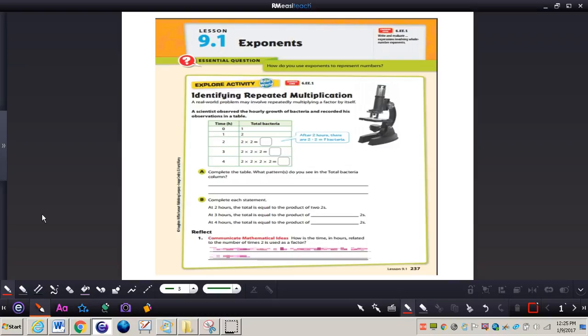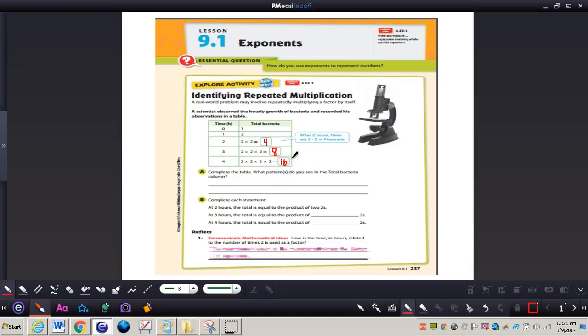So you can see after 2 hours there are 2 times 2 equals how much bacteria? 2 times 2 equals 4. And then we can see 3 hours: we take 2 times 2 equals 4, times 2 equals 8. And then at 4 hours, 2 times 2 is 4, times 2 is 8, times another 2 is 16.